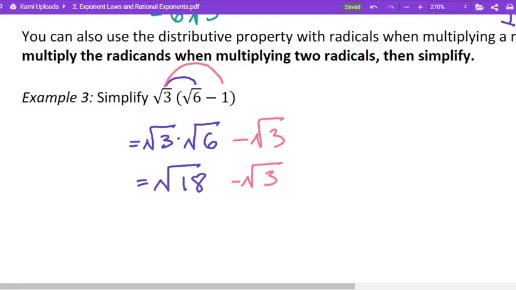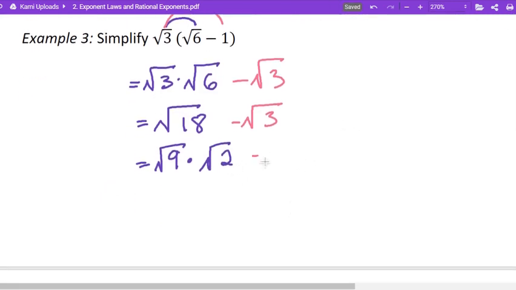Do I stop there? No, because I can simplify root 18. I recognize that root 18 is also root 9 times root 2. Well, root 9 is 3, so 3 root 2 minus root 3. I cannot combine these 2 radicands. They're not like radicands, so I leave it.